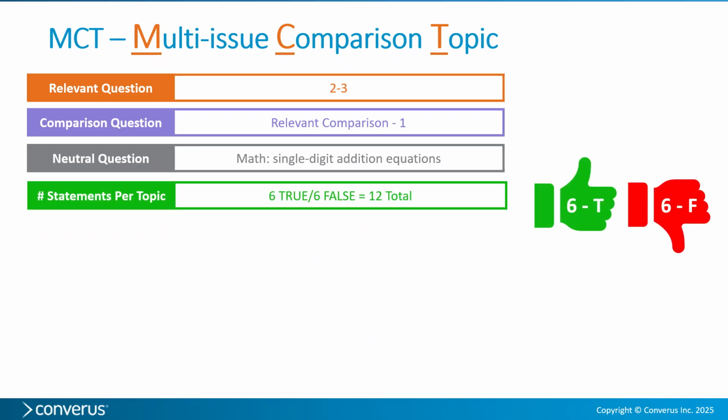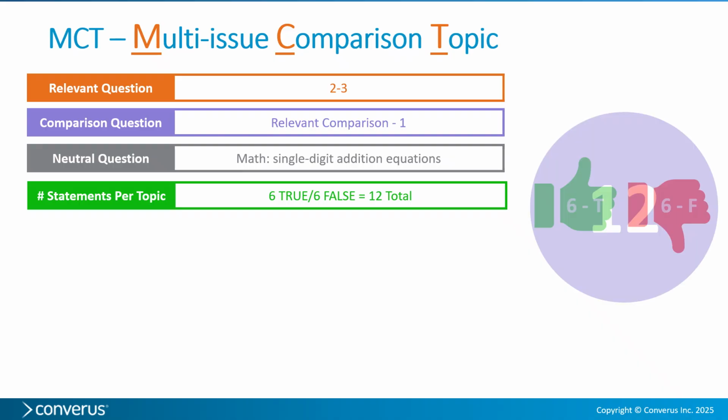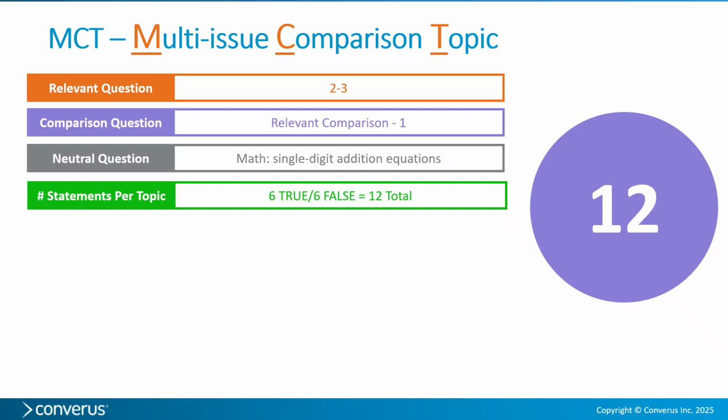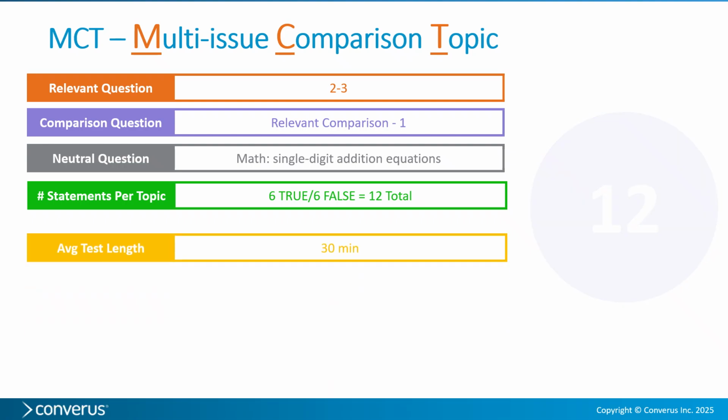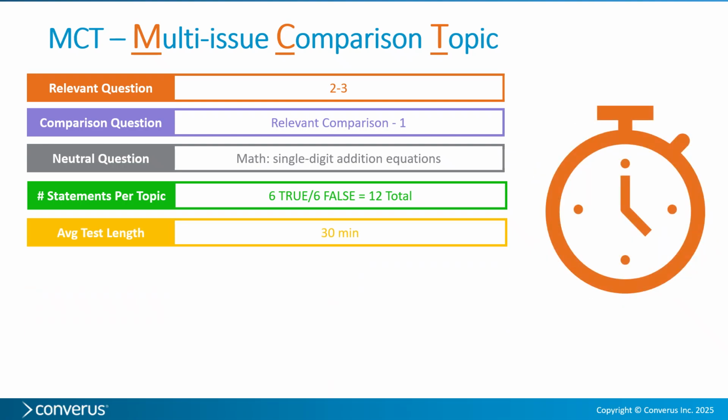Each topic will have 6 true and 6 false statements. Each statement should be unique but address the same topic. So there are 12 different statements per topic: 6 that require a true response and 6 that require a false response. The average test length is about 30 minutes.